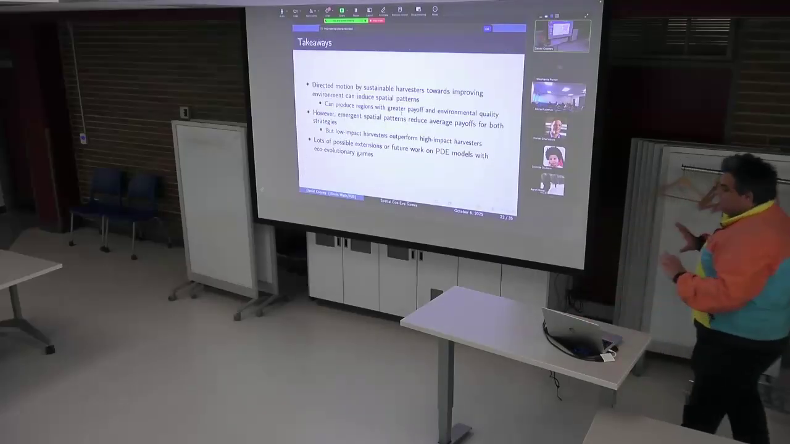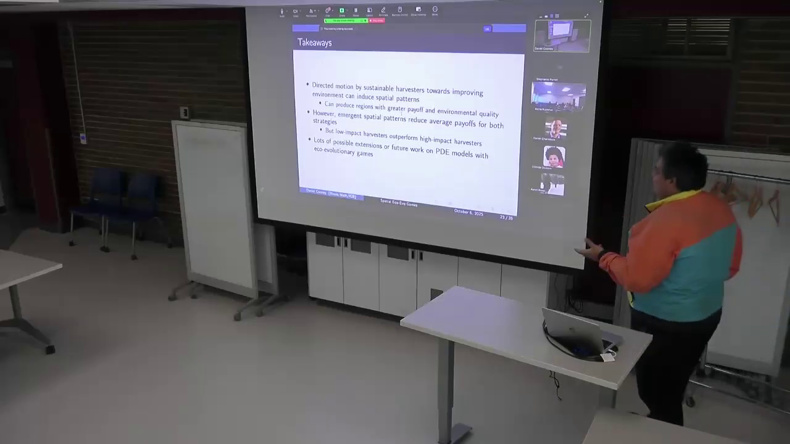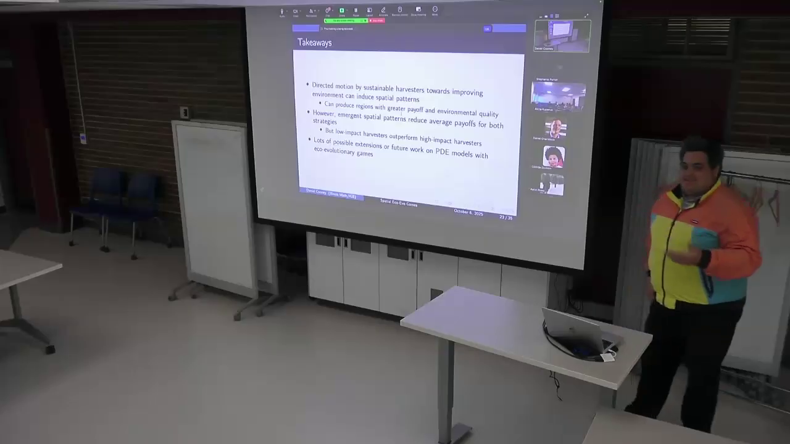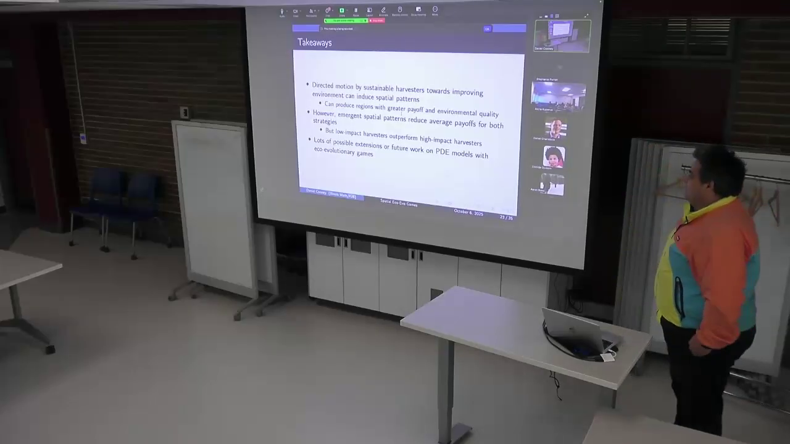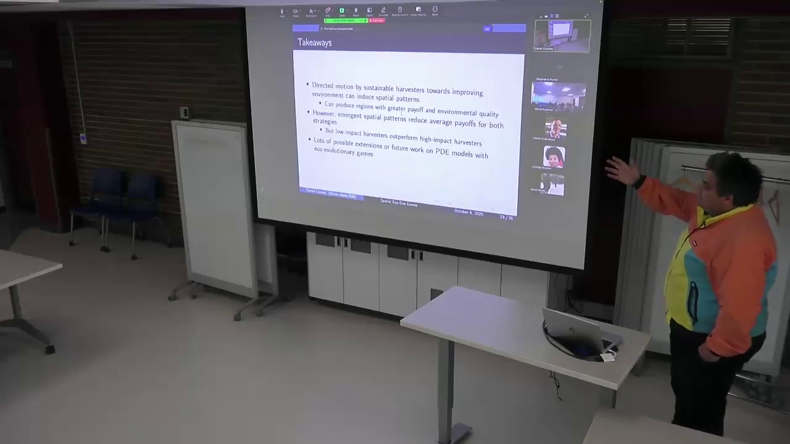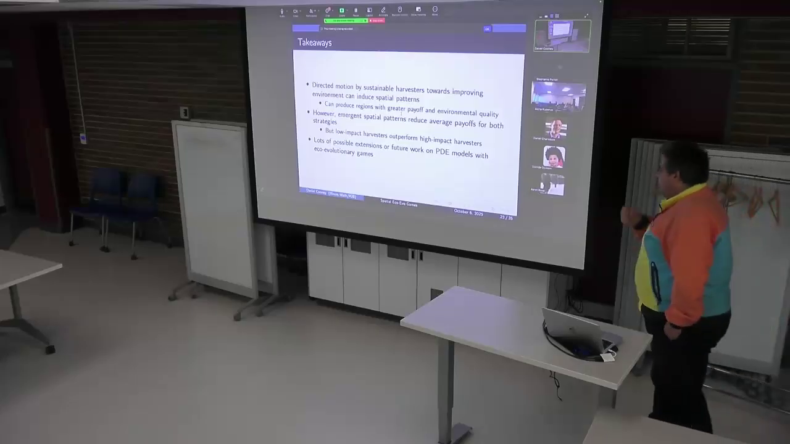And so overall for this project, there are some nice takeaways: directed motion by these sustainable harvesters can make things worse. Even though you'd expect them to create some hubs with really good payoff, which they do, the emergent patterns end up decreasing average payoff and average environmental quality.